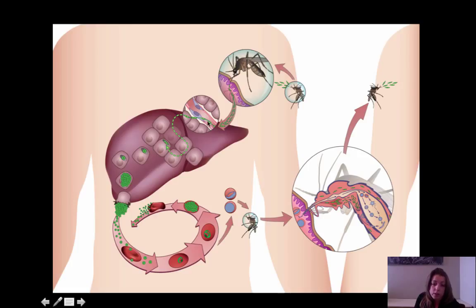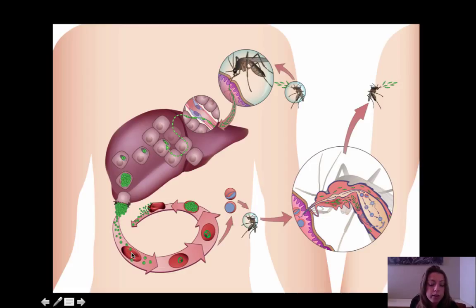Those parasites are going to make their way through your bloodstream, so this is your capillary, through your blood to your liver, to a specific type of cell called a hepatocyte in the liver. Once in the liver, they're going to begin to divide and divide and divide. Eventually, you get so many that the cell ruptures. Well, when your hepatocyte ruptures, it's going to spill all of those protists into your circulatory system. And so now those protists, the Plasmodium, are looking for red blood cells to infect.